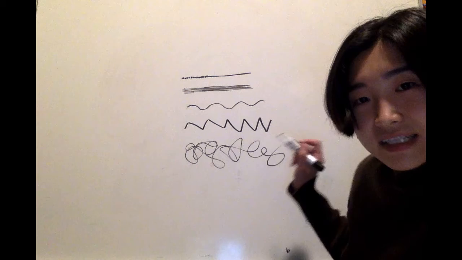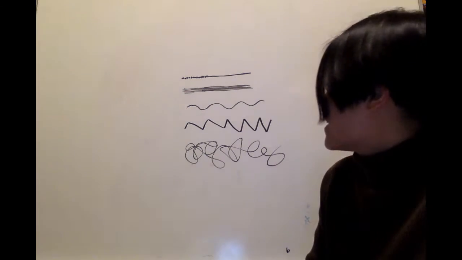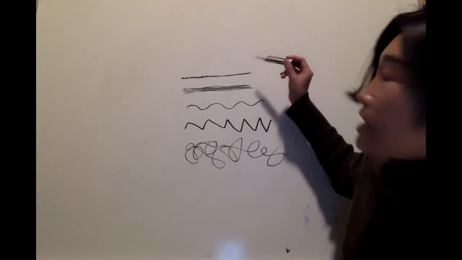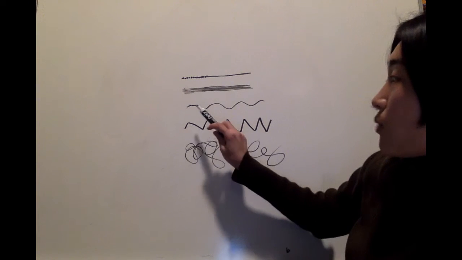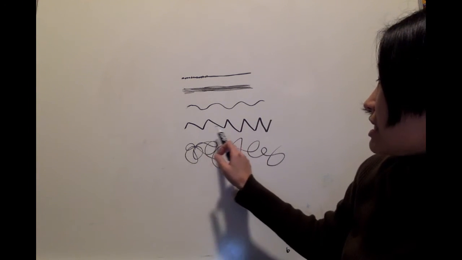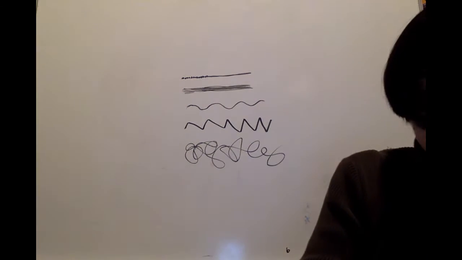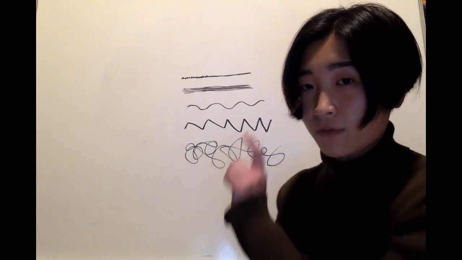What kind of line is this? It is scribble scrabble line. Okay, so now we know how to make straight line, thick line, wavy line, zigzag line, and scribble scrabble line. And that is it for page 1.